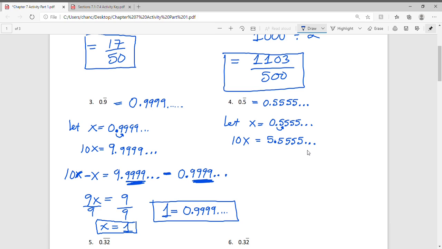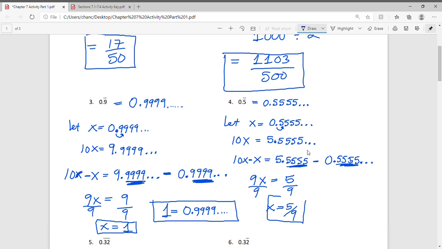To get rid of all of these 5s, we'll subtract x on both sides again. So 10x minus x is equivalent to 5.5 repeating. Minus, now we're going to subtract x in the decimal form, which is 0.555 repeating. And again, what happens to those repeating 5s? They cancel out. On the left, I have 9x. And on the right, all of these repeating 5s, they cancel out. We just get left a 5. I can divide both sides by 9. And x equals 5 over 9. This is the fractional form for 0.5 bar. And if I'm not sure, use a calculator and you should get repeating 5s.